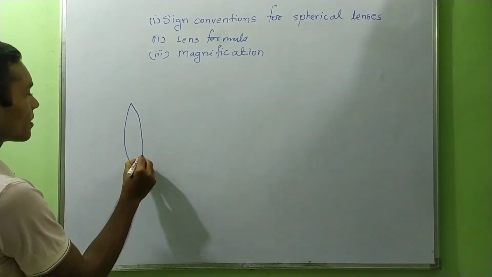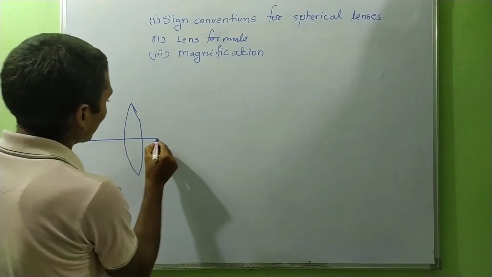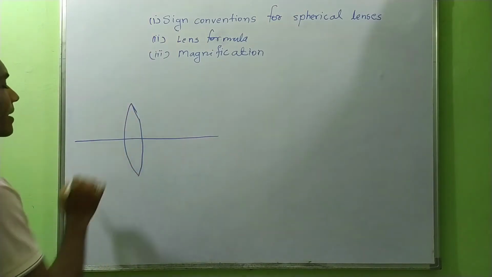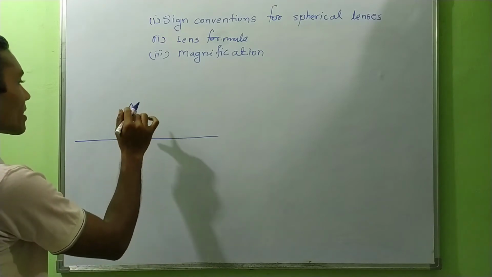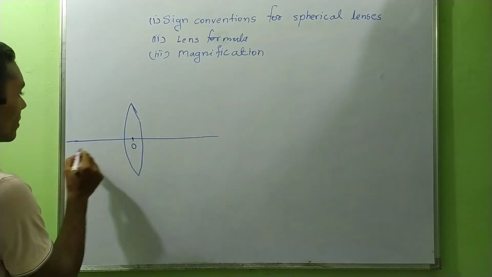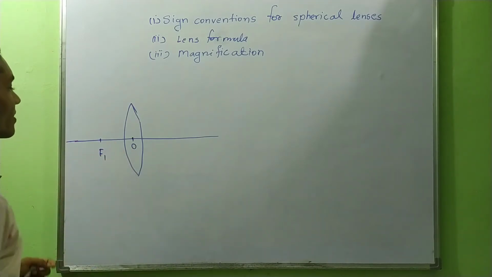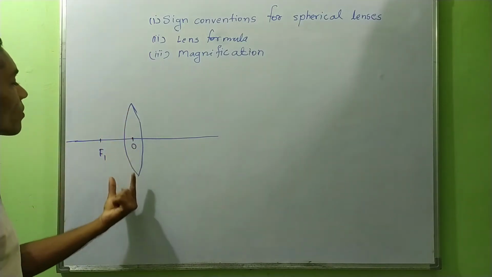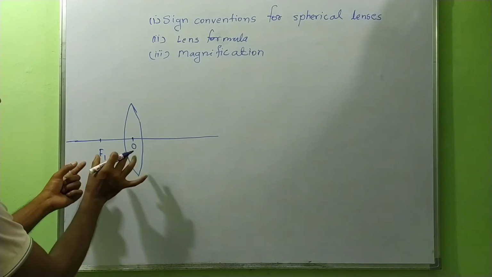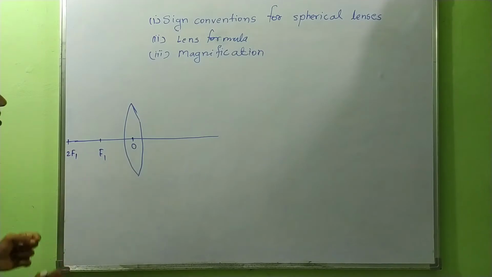Let this be a convex lens, and let this be the principal axis of this convex lens, and here the optical center is inside the convex lens. On the left hand side of this lens, F1 is there. This F1 is called the first principal focus of the convex lens. And at the same distance, 2F1 is there.